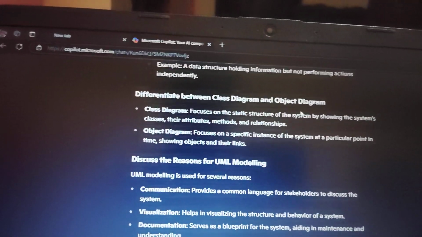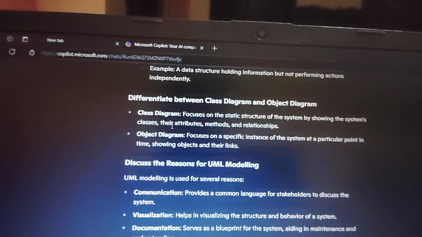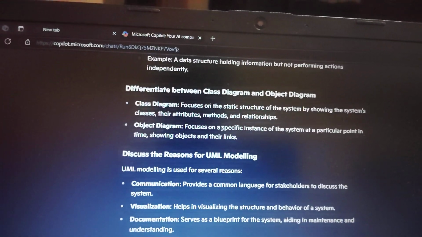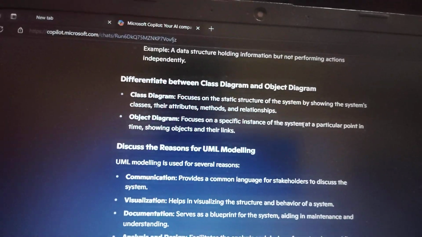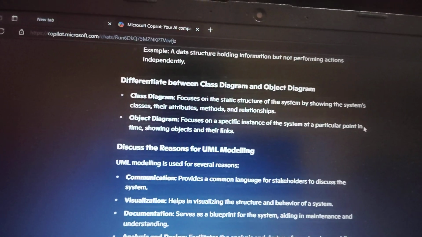The difference between class diagram and object diagram is completed already. A class diagram focuses on the static structure of a system by showing the system classes, their attributes, methods and relationships. An object diagram focuses on a specific instance of a class or system, at a particular point in time.